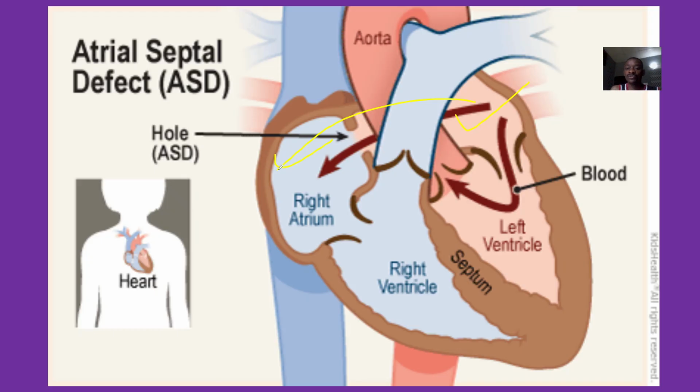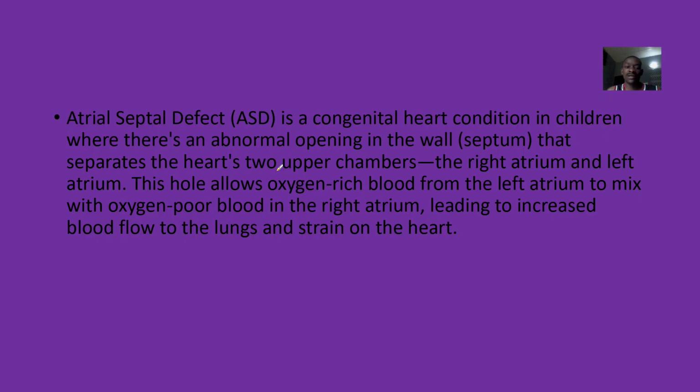Normally blood should just be flowing one way. Now if blood is coming back, the left side handles oxygenated blood, but it's coming back into the right side where there is deoxygenated blood. Oxygenated and deoxygenated blood is now mixing. A lot of issues will come up. So let's look at them.